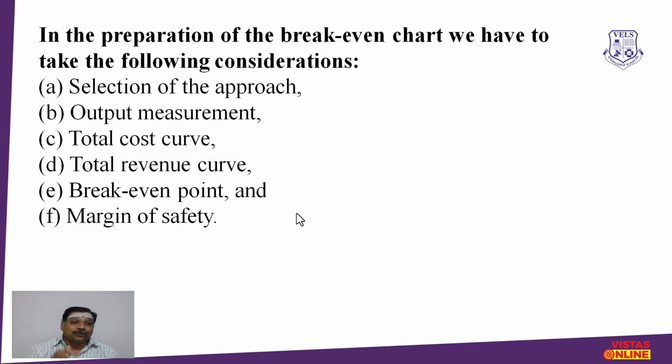First, we should know what approach we are going to choose, whether it is a mathematical approach, graphical approach or linear approach. So first we have to decide. Then you should know what the output is. You have to measure the output, and two different curves: one is the total cost curve, another one is the total revenue curve. The intersection of these two is where the break-even point will be.